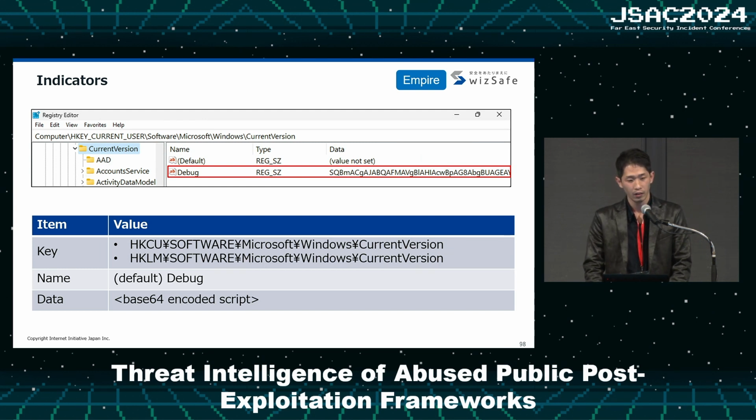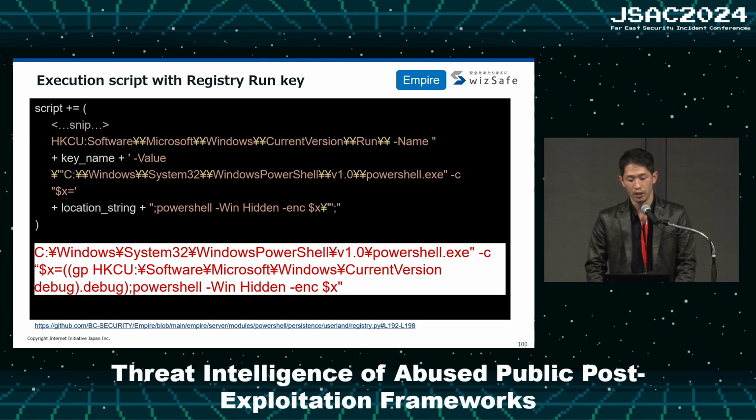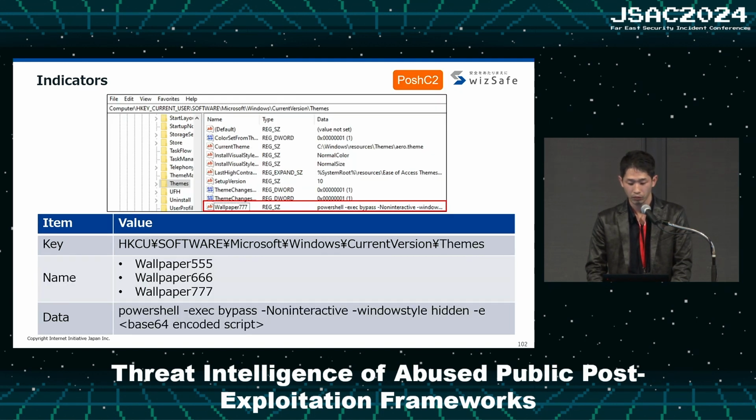Then let me look at Empire. This is the data that will be stored in the registry, and for Empire the default name is used. When I analyze this stored data, we observe that the agent source code is described here. This is the red box portion. This is where the user agent is described, and this is the agent source code. When it comes to the launcher that executes this, the command line is hard coded, so the command line for the launchers can be used as an indicator.